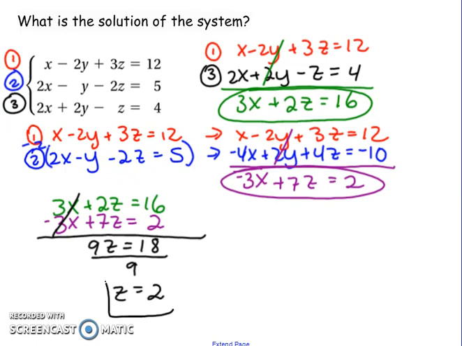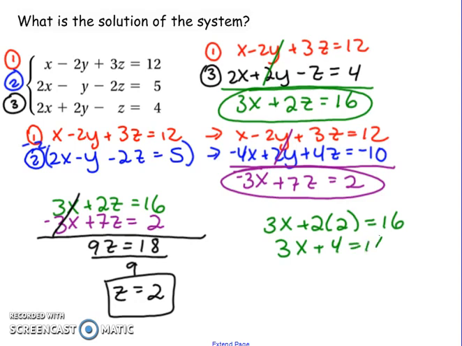Once I know what z is, I'm going to go back and plug that in to either of the 2 circled equations. So I'll take the first one I circled, 3x plus 2, and now z is 2, equals 16. So 3x plus 4 equals 16. 3x equals 12. x equals 4.